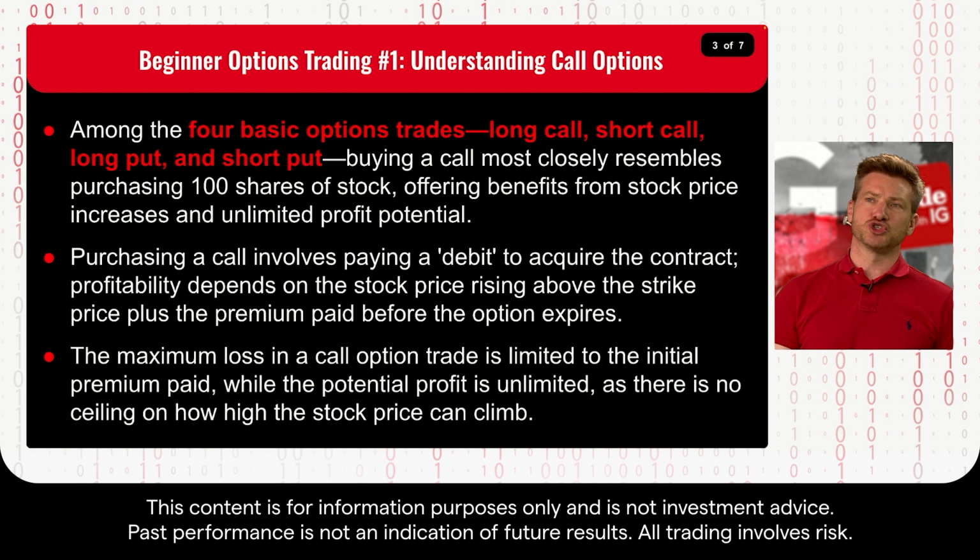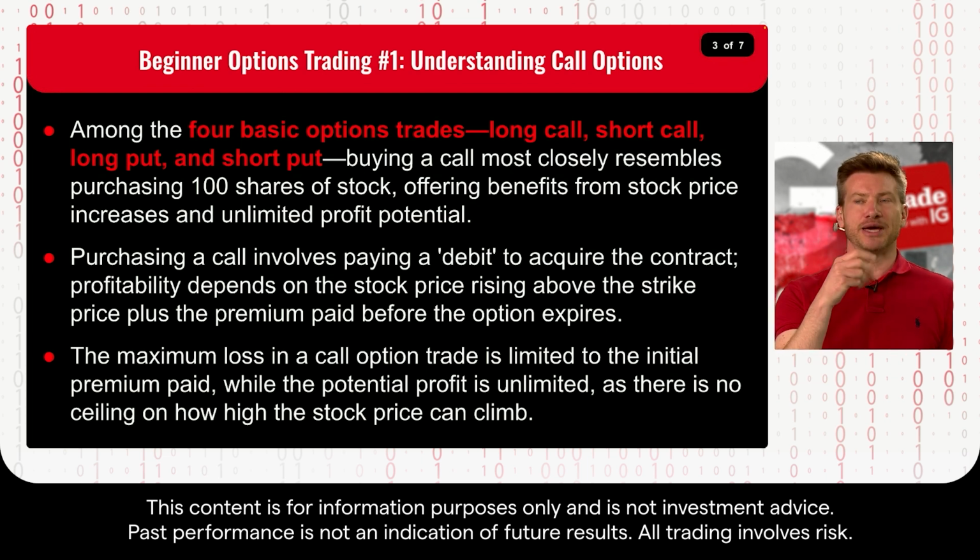Now, there's 4 basic options trades: a long call, a short call, a long put, and a short put. Right, so that is the 4 basic options trades we're going to take you through. Buying a call most closely represents purchasing shares, right, in that normal investor way that you do. So buying a call is the one that resembles buying shares. That obviously offers the benefits of stock price going up and unlimited profit potential.